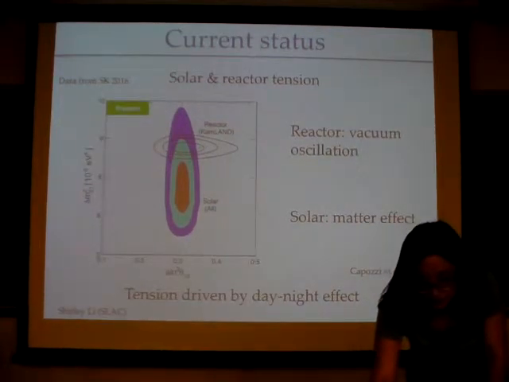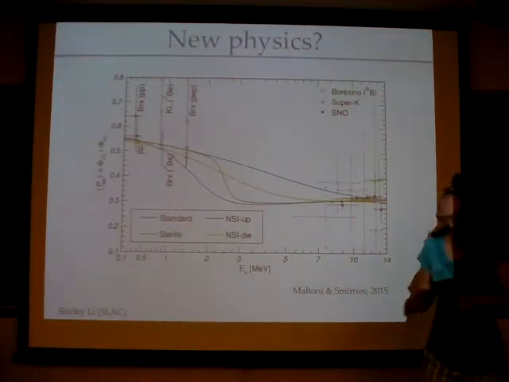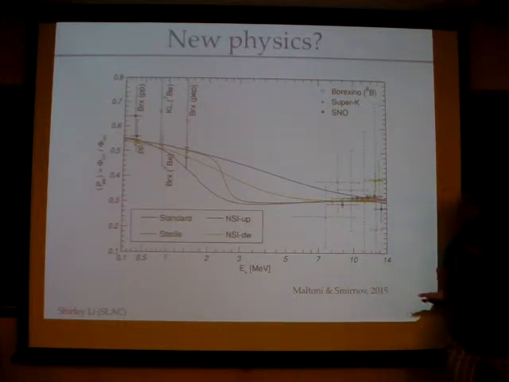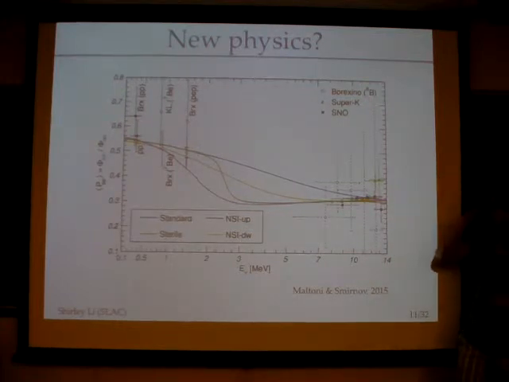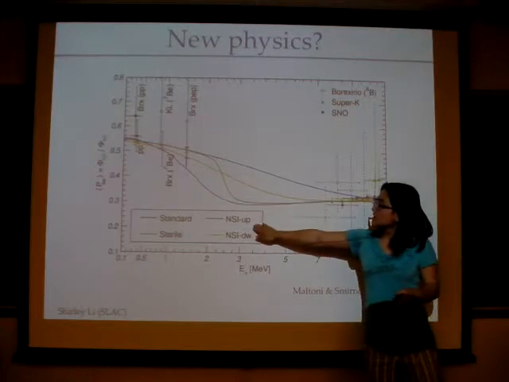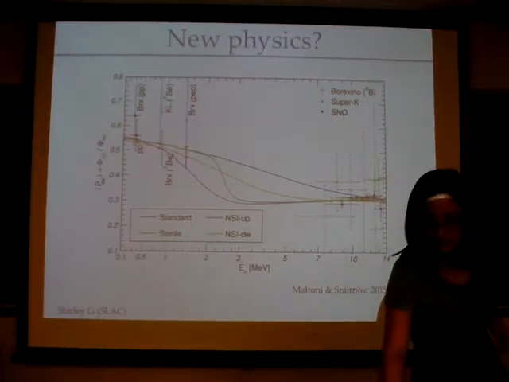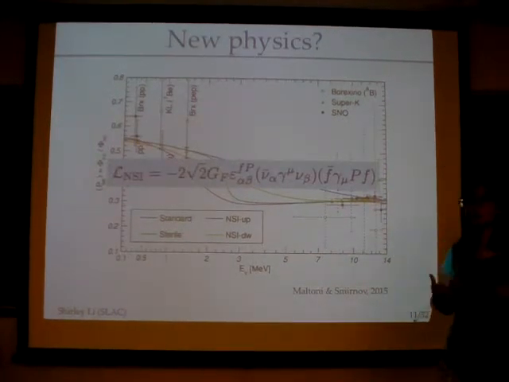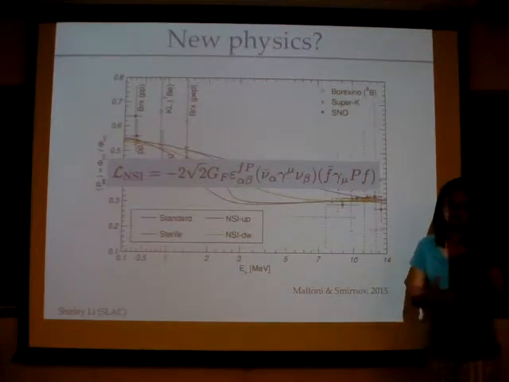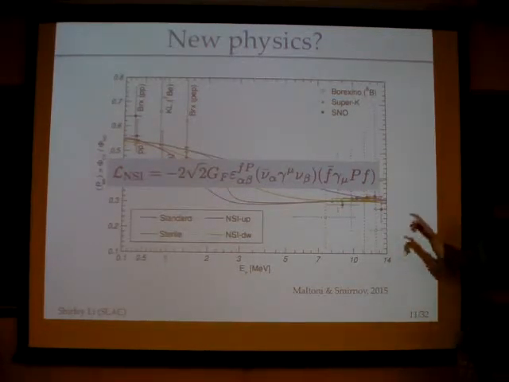So for example, there's no shortage of BSM models that try to explain this. So let's look at this NSI. What this means is, on top of the standard weak interaction, there's an extra flavor-dependent neutrino interaction with a quark.